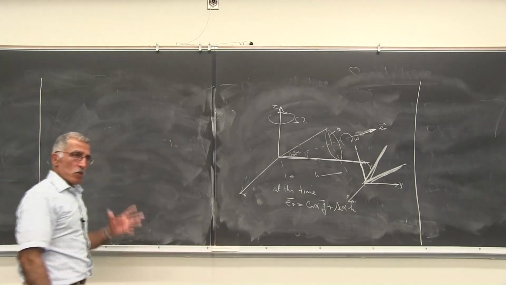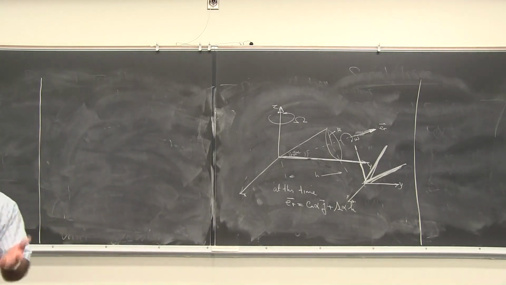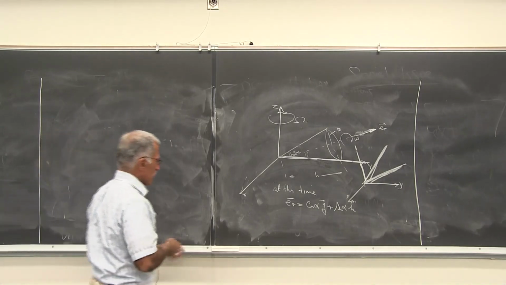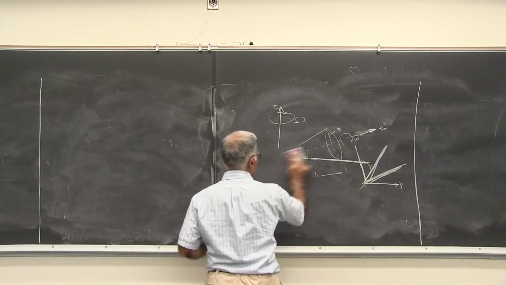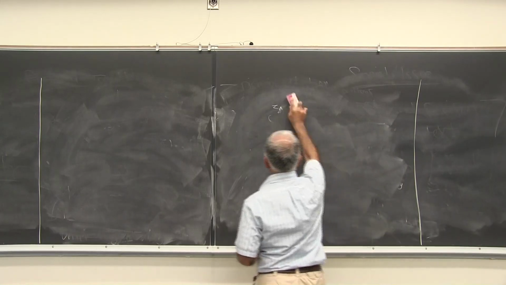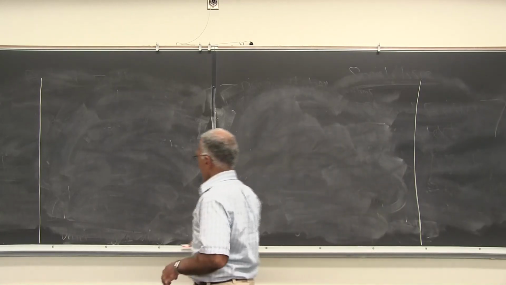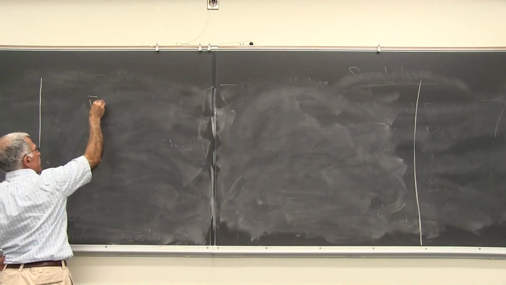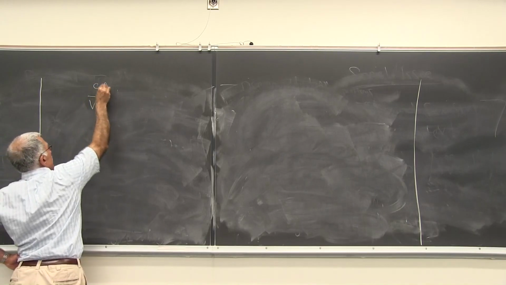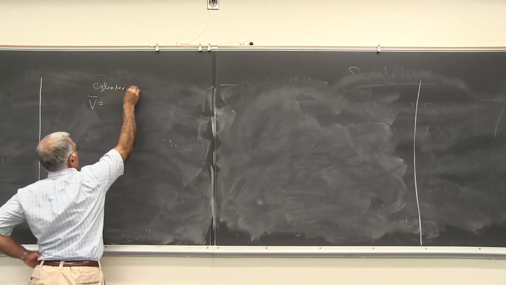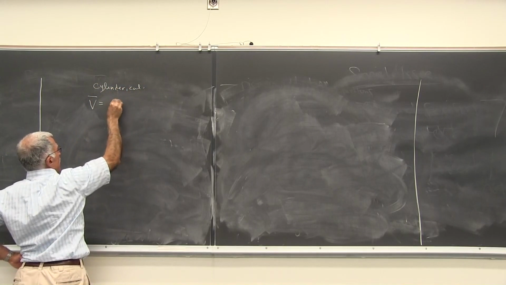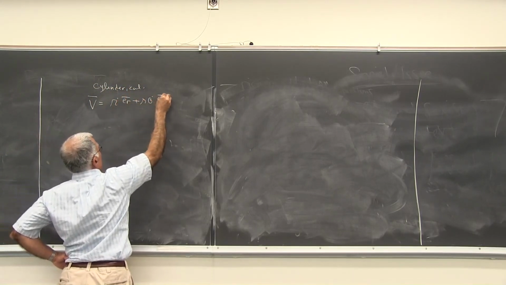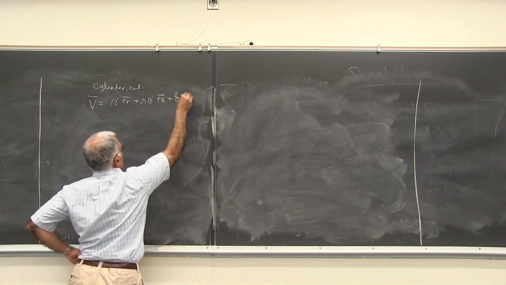So in addition to this one, these are the two coordinates that we usually use. Let's solve another problem before we go to the next coordinate system. In the cylindrical coordinate system, we said velocity is r dot er, plus r theta dot e theta, plus z dot ez.